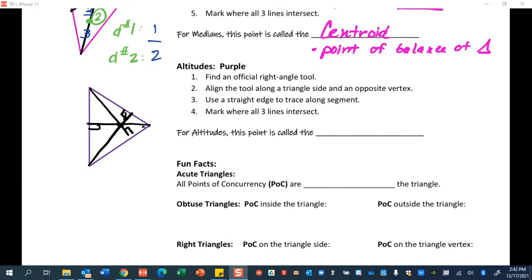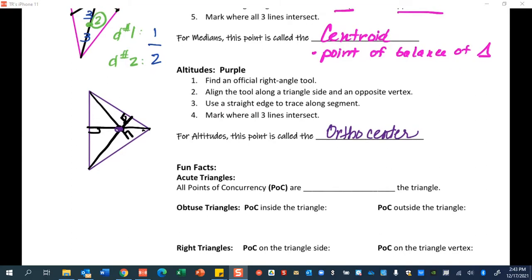Then we had our fourth holy cow wow moment of the day because each of those altitudes intersected at a point of concurrency. This one is called the orthocenter. So this one is kind of boring. There's not really a whole lot going on. All that we need to know is that each of these altitudes represents the height of the triangle.